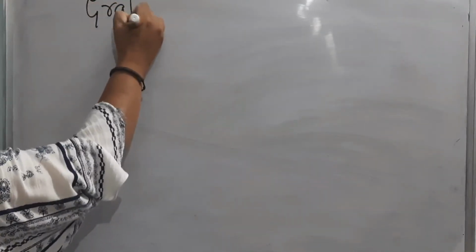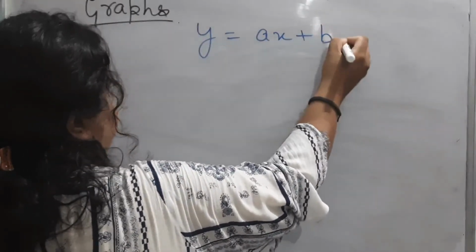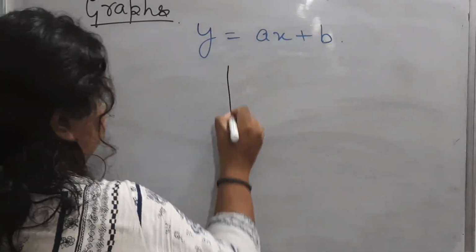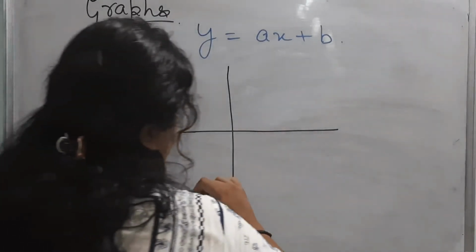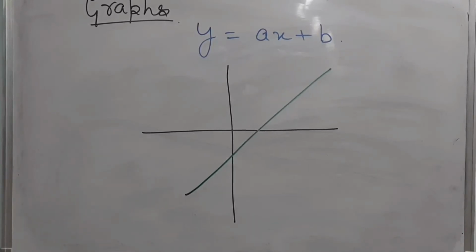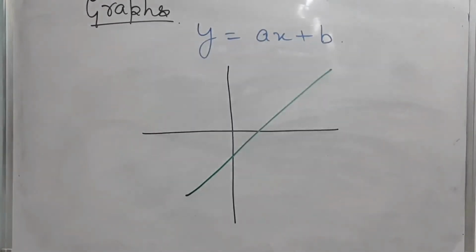Graphs. How to represent a polynomial in a graph? Suppose we have a linear polynomial like y equals ax plus b. This is the standard form of a linear polynomial. So we get a graph like this, a straight line. For a linear polynomial, we get a straight line. You have to put the value of x, find the value of y, and draw a line on the graph. This is the graphical representation.